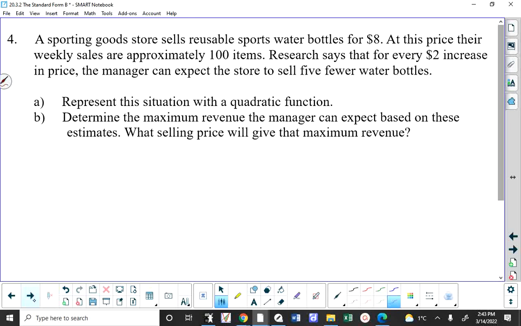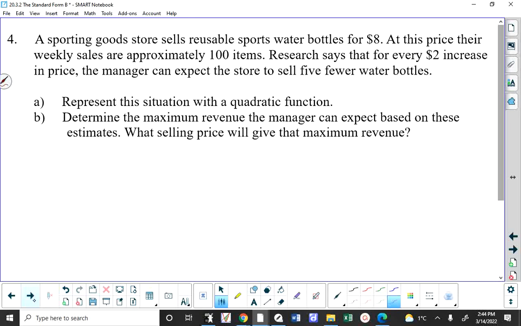So you have a store that's selling reusable water bottles for $8 a pop. At this price, they sell 100 per week. So if they have lots of stock and they put them at $8, that's what they advertise them for, they sell 100 items. Now, you and I know that if you charge more for an item, fewer people will buy it. Does that make sense to you? And if you charge less, more people will buy it. But just because you have fewer people buying something doesn't mean you make less money.